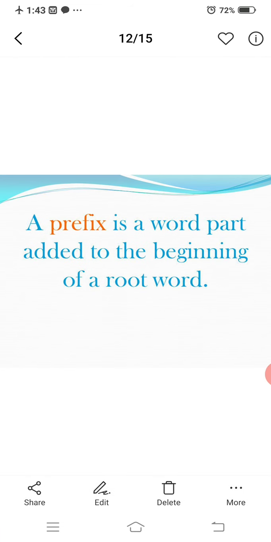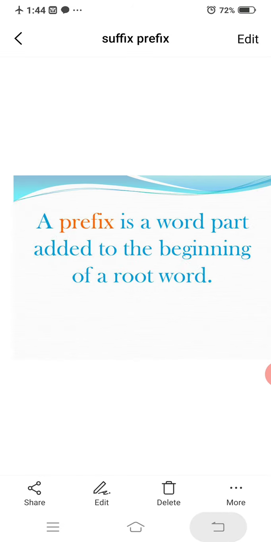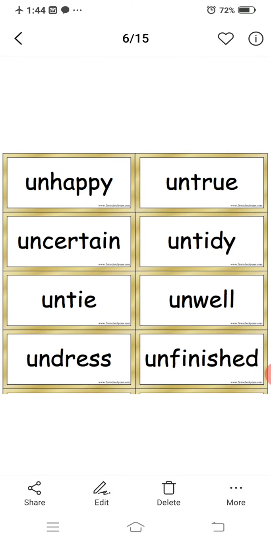A prefix is a word part. Again, it is a word part. It is not really a word. It is a word part or group of letters that we add to the beginning of the root word. Okay? Example: unhappy, untrue, uncertain, untidy, untie, unwell, undress, unfinished. So we put the prefix "un" at the beginning of the root word, while the suffix "ly", we put at the end of the root word.